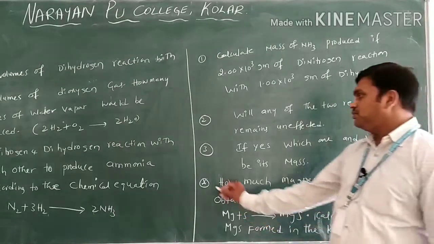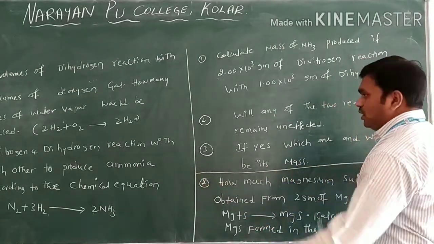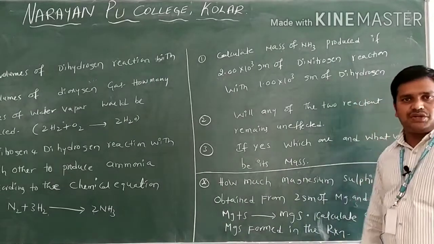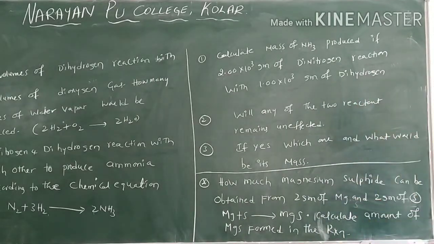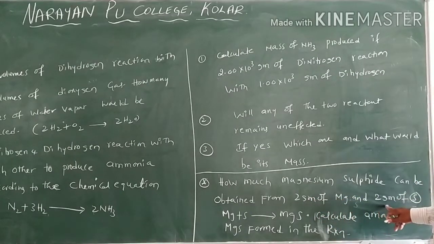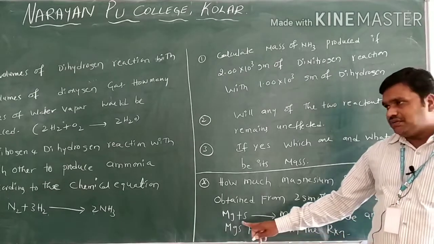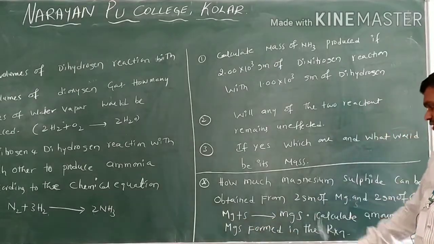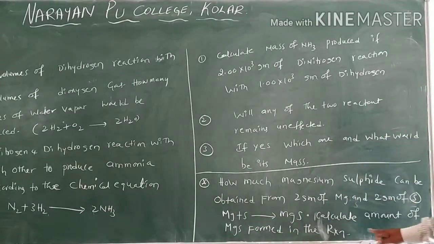So this is up to question number 1.24, the NCERT question. Let us see one more question we have. How much magnesium sulfide can be obtained from 2 grams of magnesium and 2 grams of sulfur? This is the equation: Mg plus S gives rise to MgS. Calculate the amount of magnesium sulfide formed in the reaction.